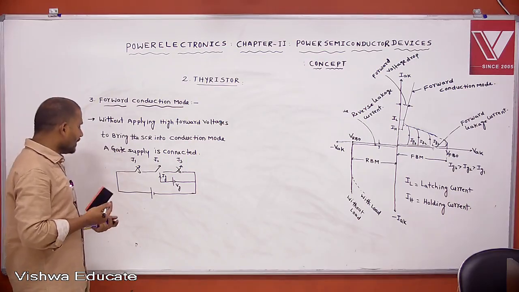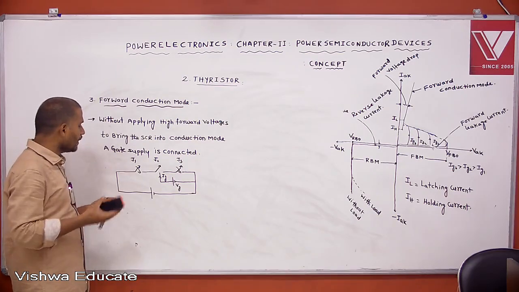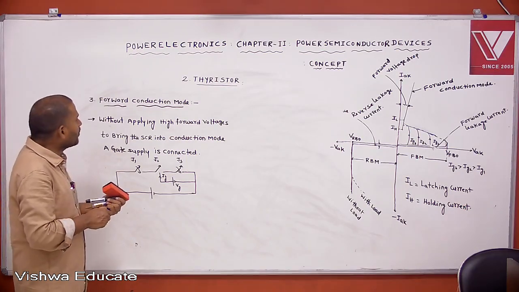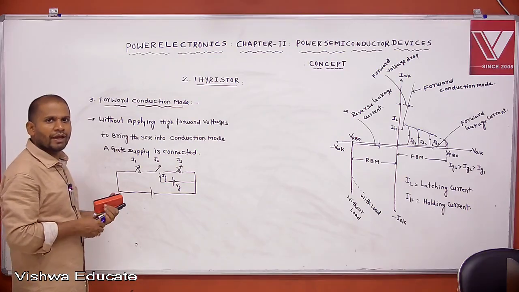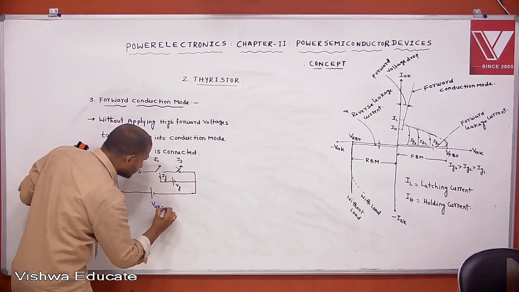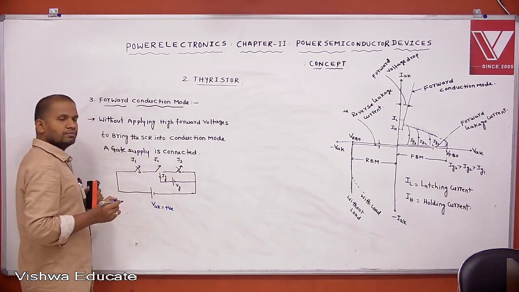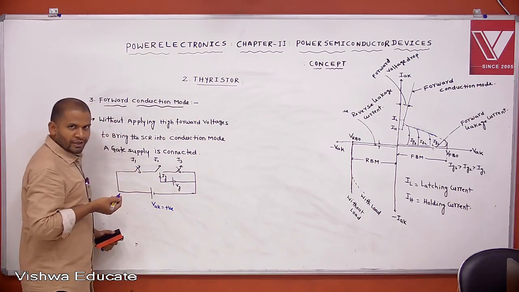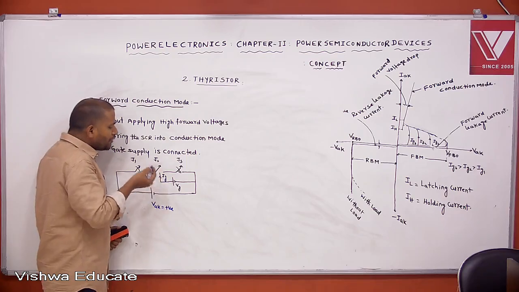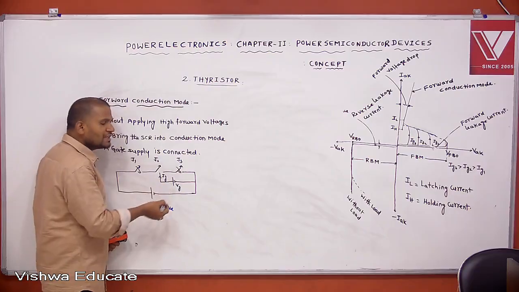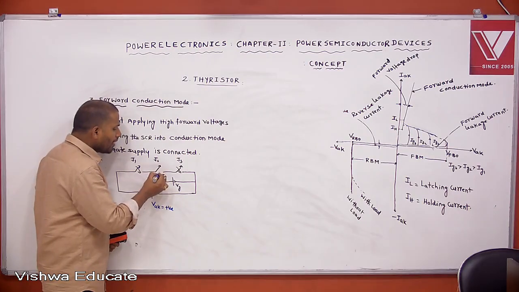Now if the gate is connected, what happens? The SCR is under the forward blocking mode, where VAK is positive. J1 is already closed, J3 is already closed, but J2 is open. If the gate supply is given, because of this gate supply, more charge carriers are injected into the J2 junction.